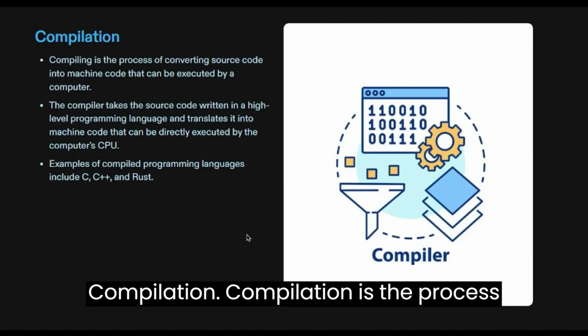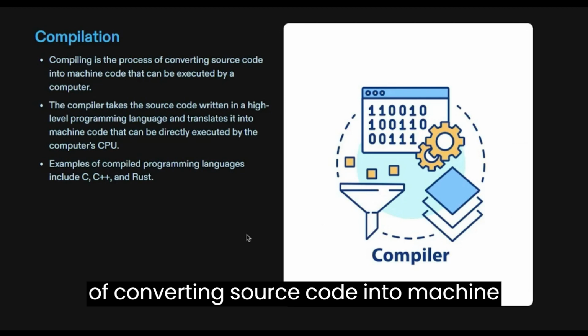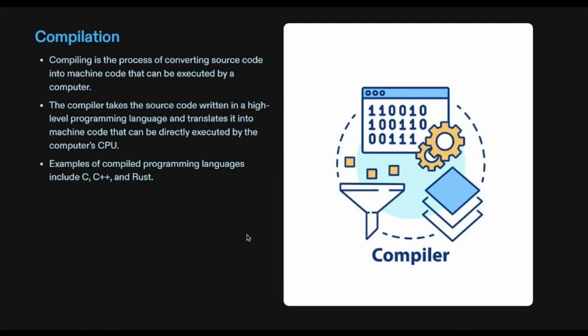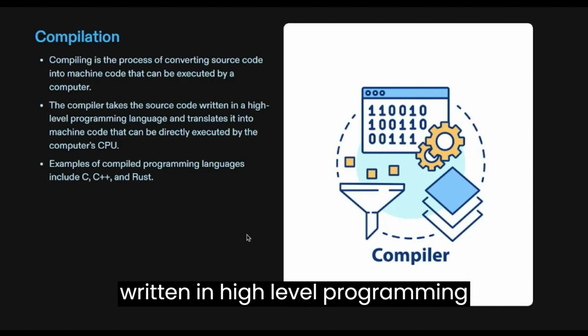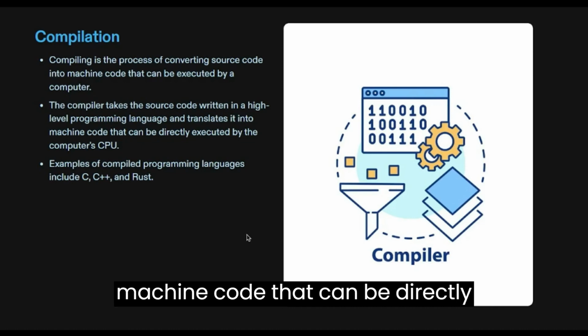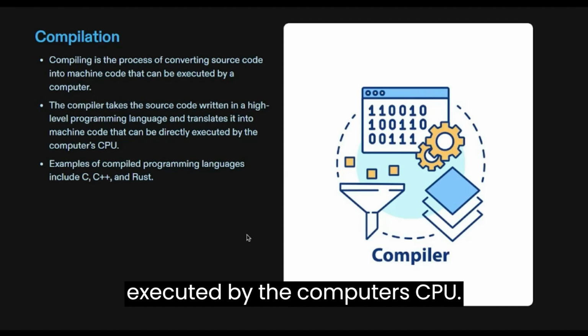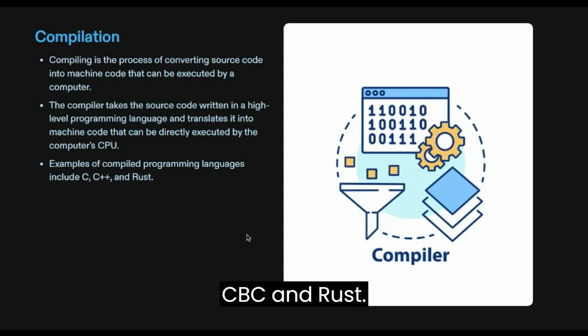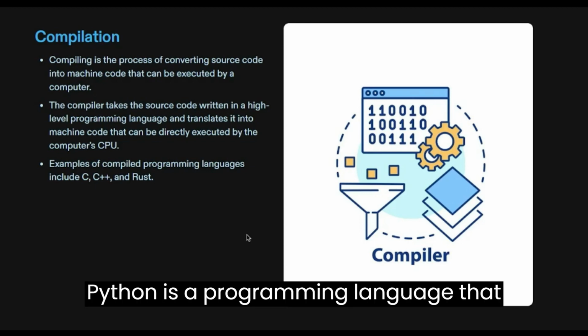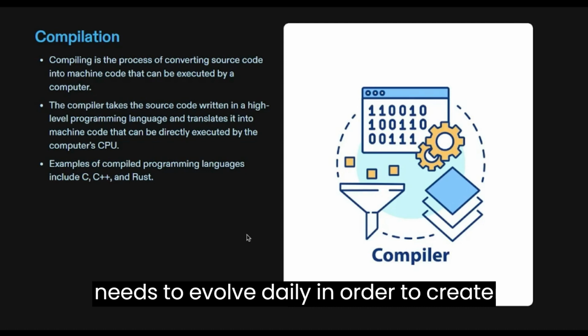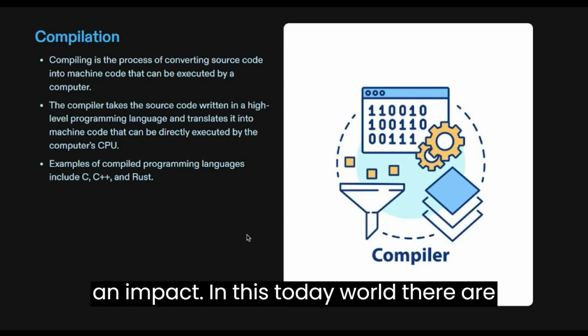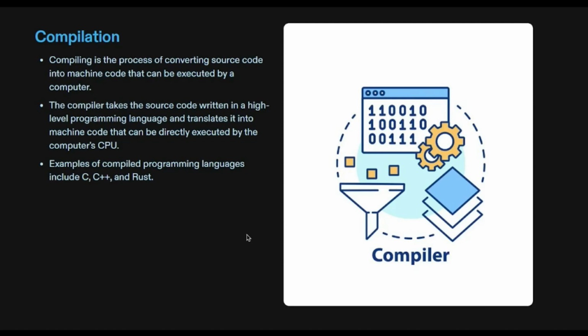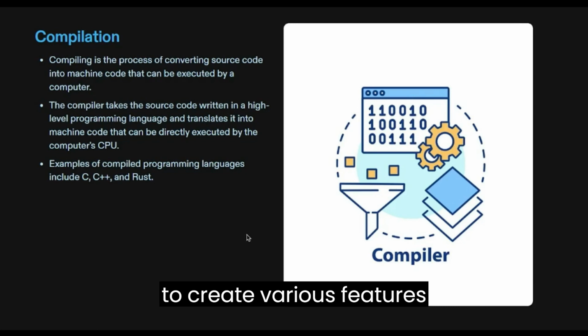Compilation. Compilation is the process of converting source code into machine code that can be executed by a computer. The compiler takes the source code written in a high-level programming language and translates it into machine code that can be directly executed by the computer's CPU. Examples of compiled programming languages include C, C++, and Rust. Python is a programming language that needs to evolve daily in order to create an impact in today's world. There are numerous possibilities with Python. There are many programmers who work in Python to create various features, built-in modules, etc.